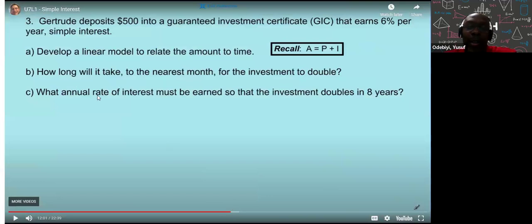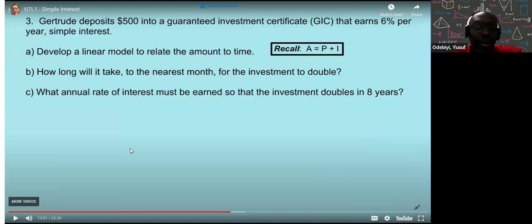Okay, so now here is something you guys may know. This is a GIC, which is a Guaranteed Investment Certificate. That's what GIC stands for. And this GIC is paying 6% per year using simple interest. So in the end, we want to develop a linear model related to the amount and time. Basically, we're going to use this formula here.